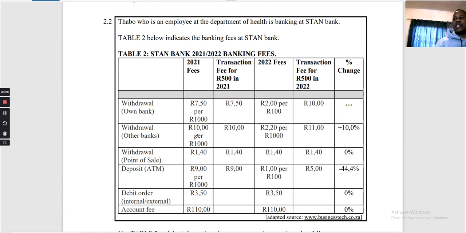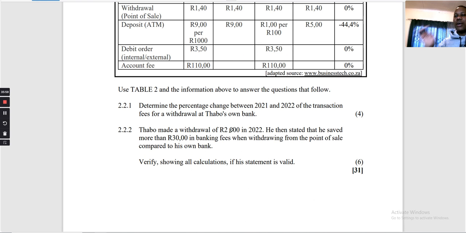Okay, 2.2. In 2.2, they say Tabo, who is an employee at the Department of Health, is banking at the Stan Bank. Table 2 below indicates the banking fees at the Stan Bank. We have the 2021 fees, and then we have 2022 fees, the transaction, and also the percentage change. Now let's go and look at the questions. We have two questions.